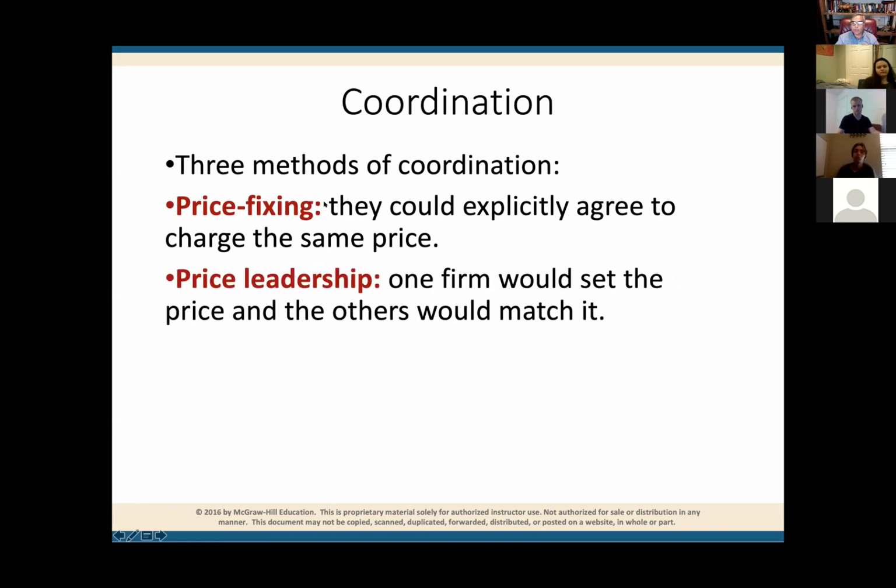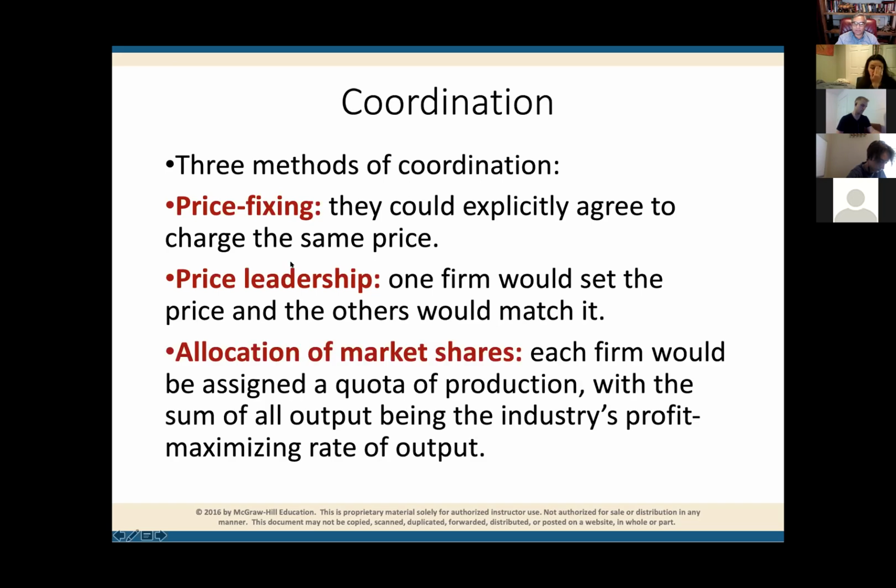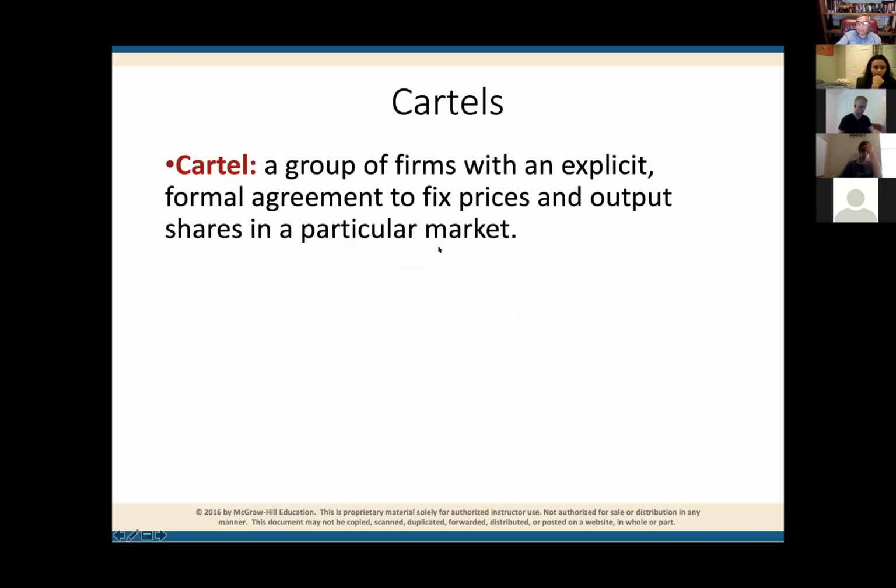Again, illegal in the United States. Price leadership: one company becomes the leader and everybody else follows. Very common in the United States. In some types of coordination, a company says, look, you take care of the West Coast and I take care of the East Coast, and I'm not going to compete against you. Or you take the North, I take the South, or you take the state of Kentucky and I take the state of Tennessee. So there's some type of market coordination between companies.